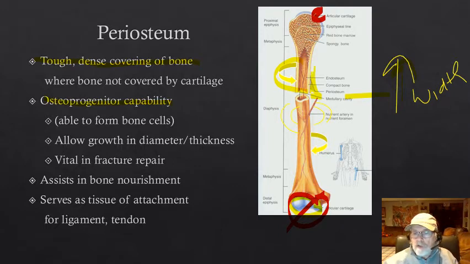Also, it's vital in fracture repair. I remember when I did my residency, when we got down to the bone, we'd make a knife cut into the periosteum and stick a little thing called a periosteal elevator, which looked like a little spatula, underneath it, and pry the periosteum up off the bone and rip it off the bone, to make a bone cut with the saw or whatever we're using, okay?